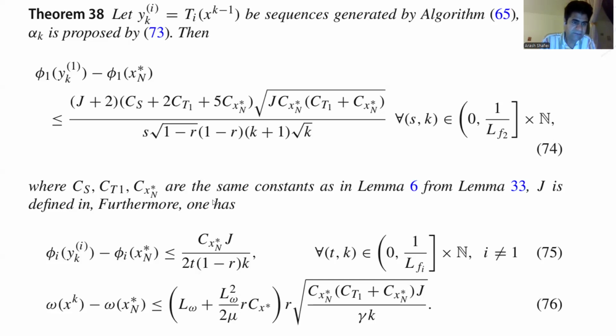And then for phi i at each level, we have this rate of convergence, 1 over k. And here, for the objective functions, we have this rate of convergence.